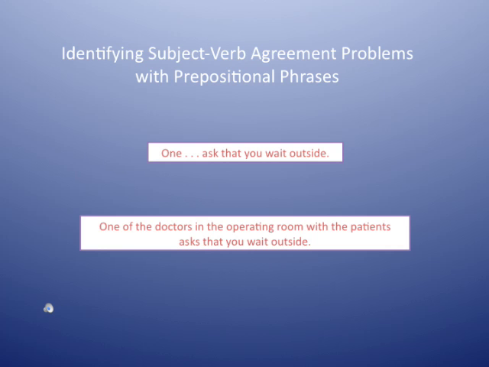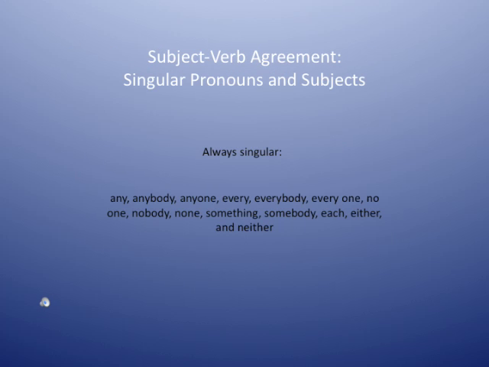It's important to remember when working on subject-verb agreement that singular pronouns, no matter their antecedents, are always considered singular. These include any, anybody, anyone, every, everybody, everyone, no one, nobody, none, something, somebody, each, either, and neither. If any of these words functions as the subject of your sentence, you need a singular verb for agreement.